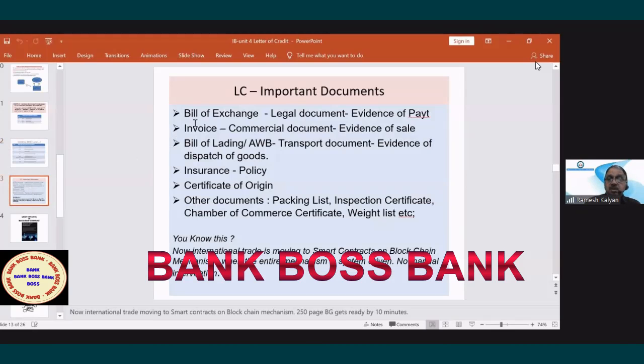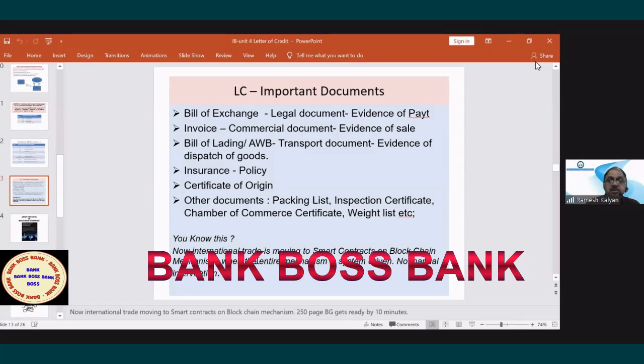Next, these are all things you already know. Bill of exchange is a document; invoice is evidence of sale; bill of lading is a transport document. Here, one additional point you have to understand is that this is a document of title to goods. That is why this is a negotiable instrument by practice, or we call it a quasi-negotiable instrument. Insurance is a policy document. Certificate of origin is also issued. Other documents are packing list and so on. These will form part of the LC. Very, very important documents.